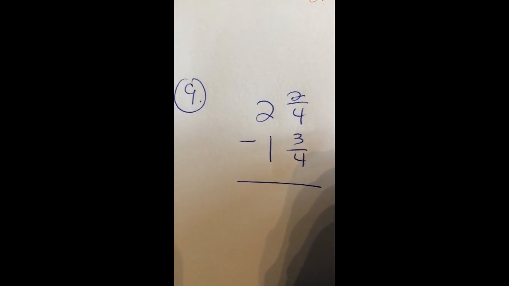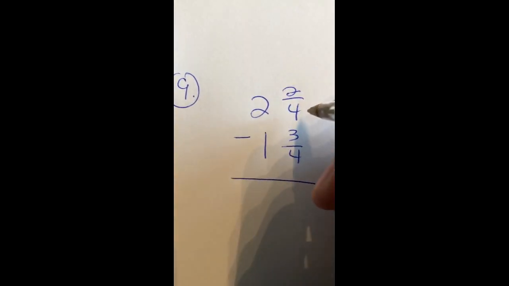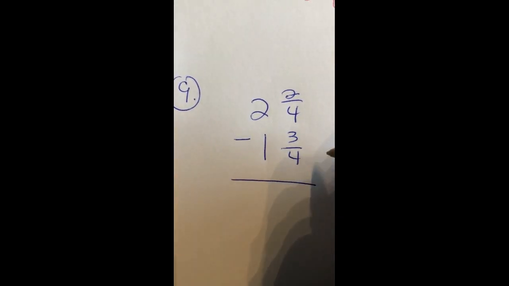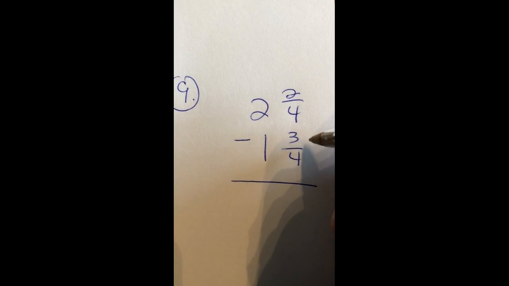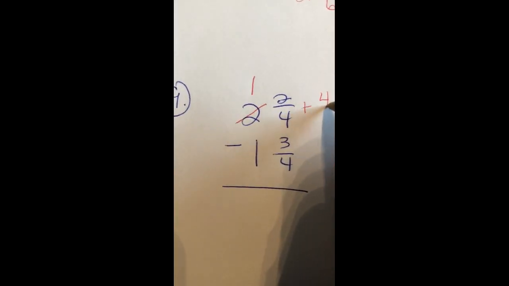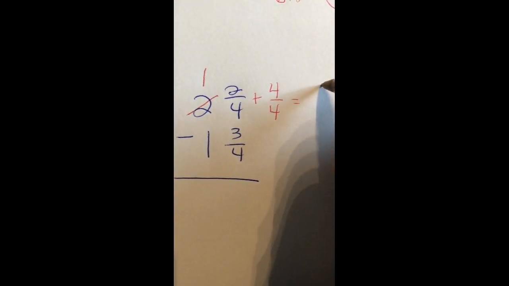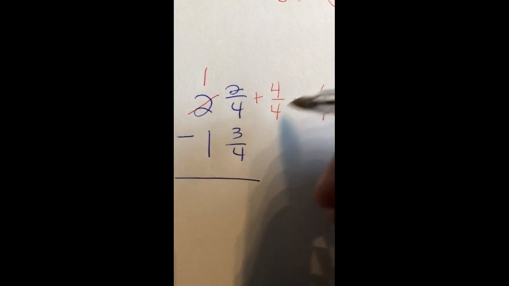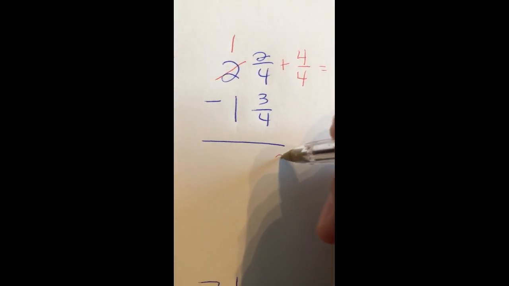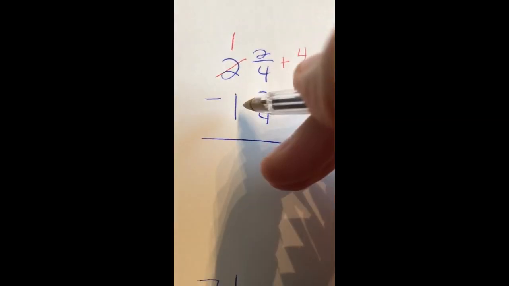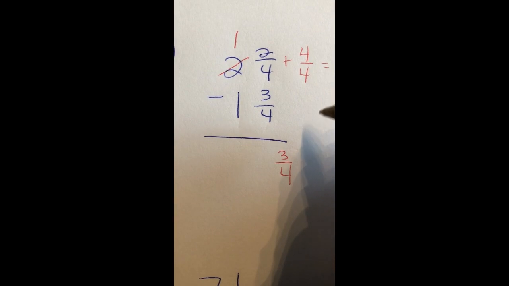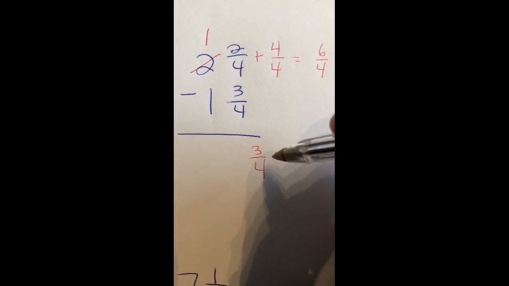Moving on to number 9. Please write this somewhere on your paper. 2 and 2/4 minus 1 and 3/4. I can't take 3/4 from 2/4. So I need to cross off my whole, put a 1 up here, and then I'm going to add 4/4 this time. 2/4 plus 4/4 is 6/4. 6/4 minus 3/4 is 3/4. 1 minus 1 is 0. So the answer to number 9 is 3/4.